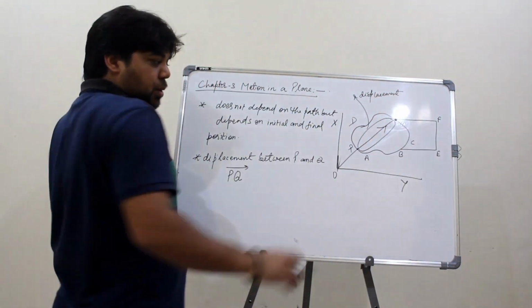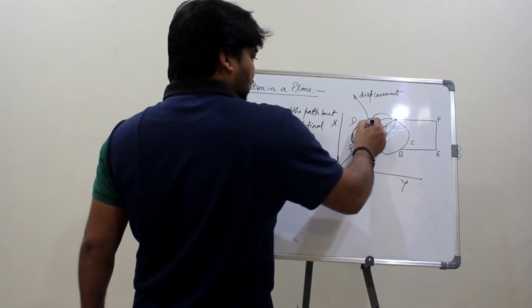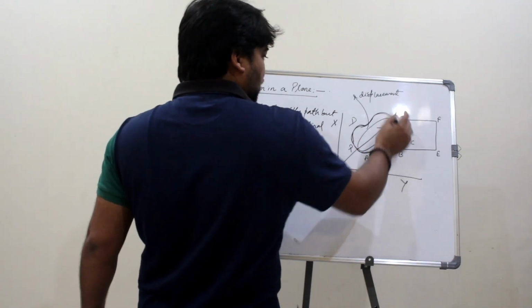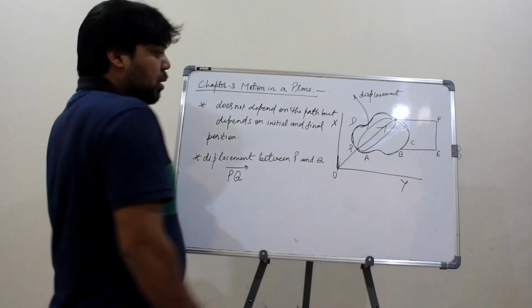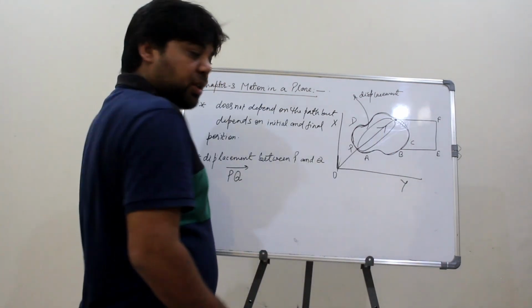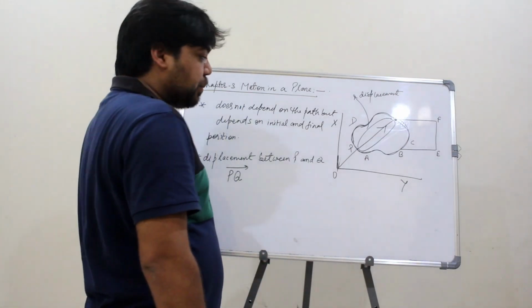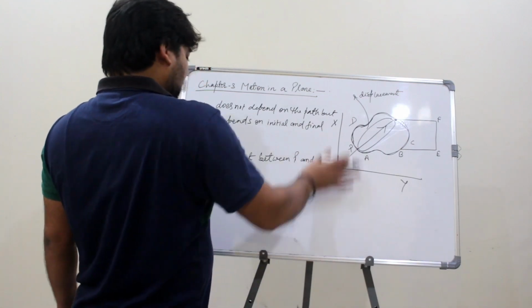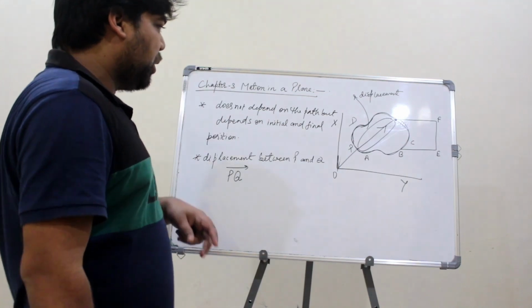And what is distance? Distance can be, depending upon which path you are following, this one or this one. Both can be the distances. Right? So this is what distance and displacement are. Displacement is the shortest path, usually between the two positions. Right? So this is all we have in displacement.